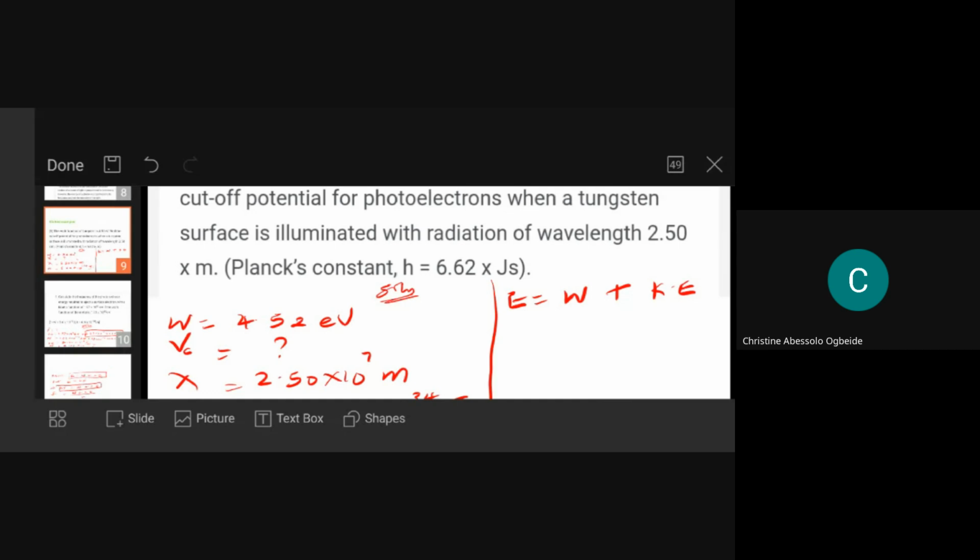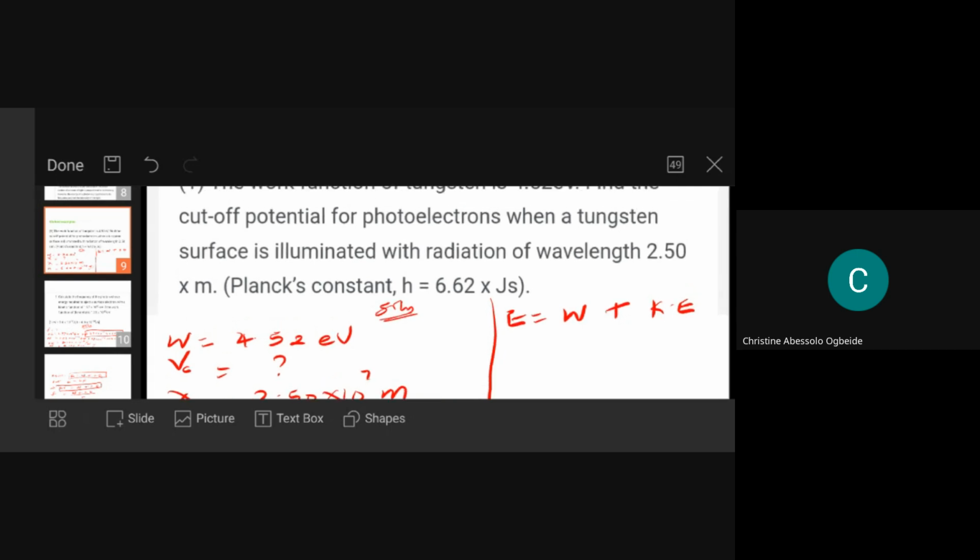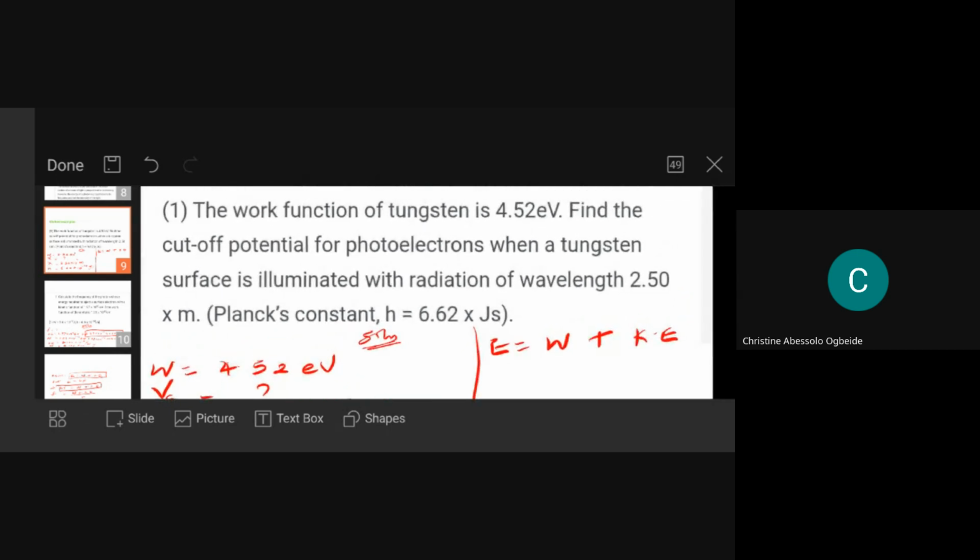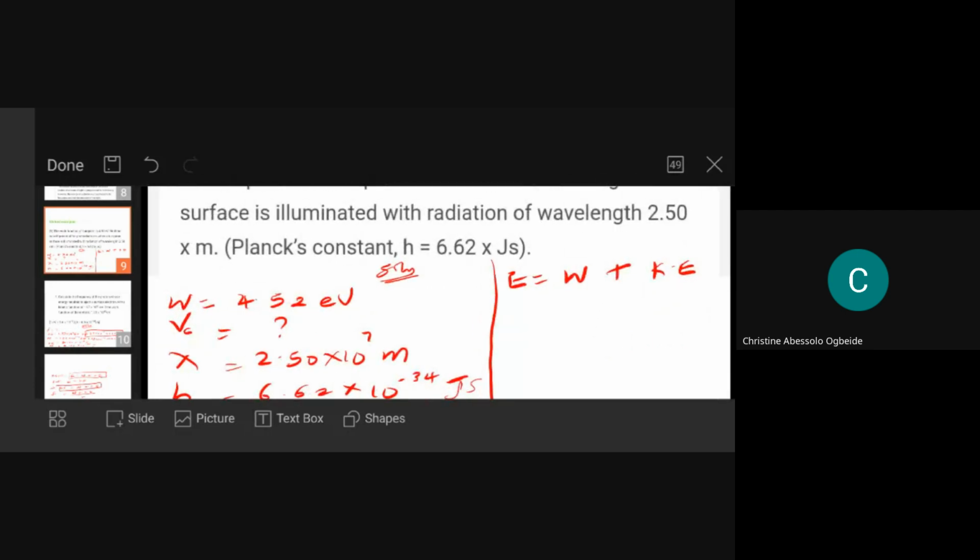Okay, so how do we solve this problem? Still the same equation, right? E is equal to the work function added to the kinetic energy. And now the question says we should find the cutoff potential. Look at it: we need to find the kinetic energy first. If I find the kinetic energy, I can now find my cutoff potential.